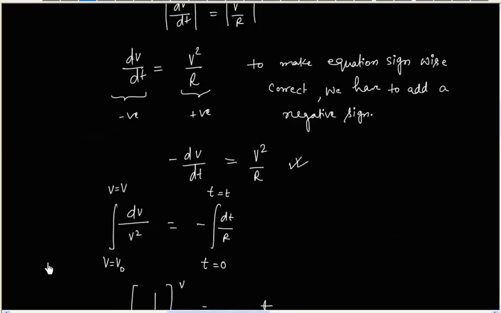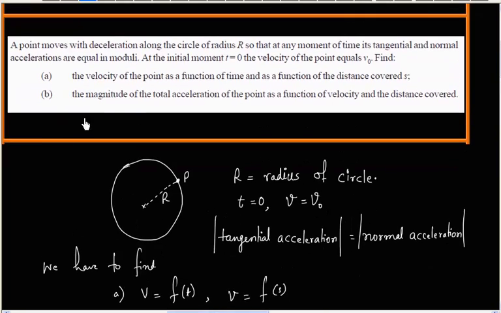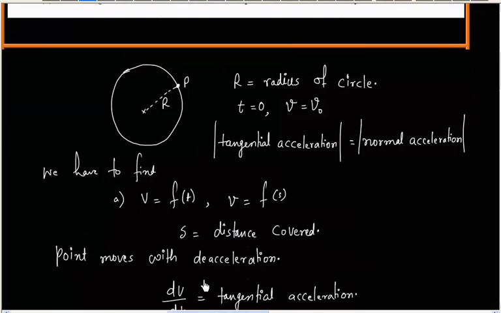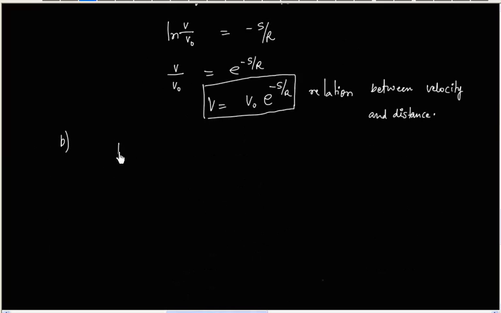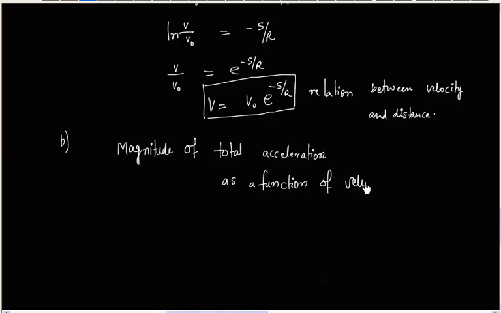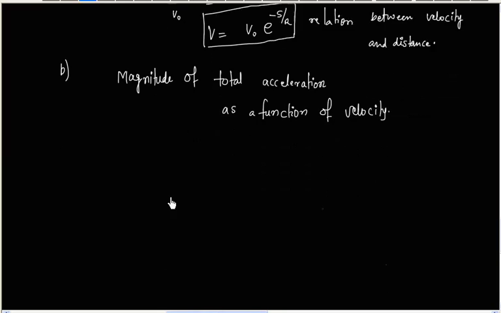Now B part says calculate magnitude of total acceleration as a function of velocity and as a function of distance covered. So let us first find as a function of velocity.